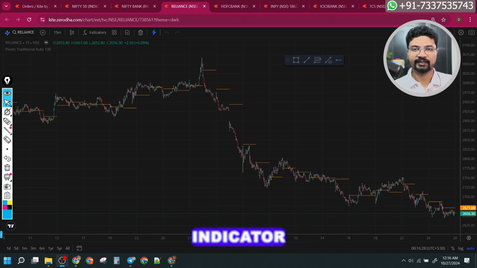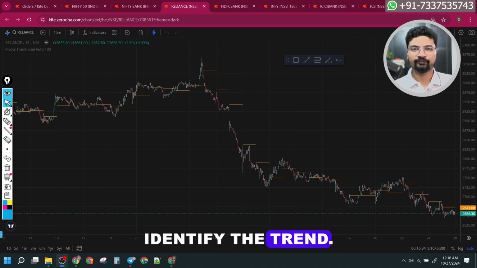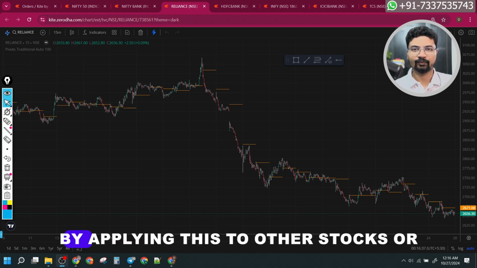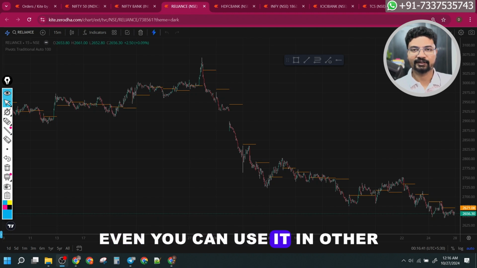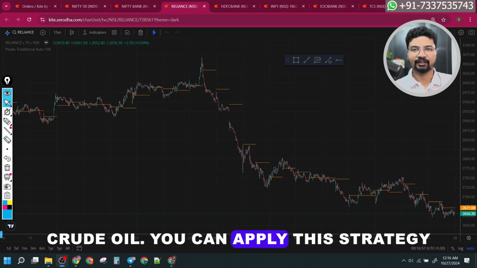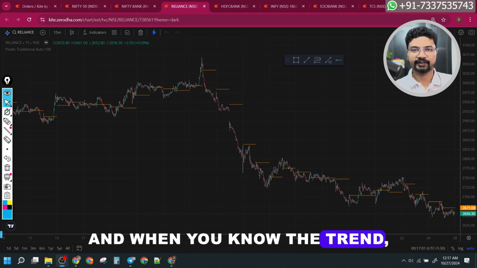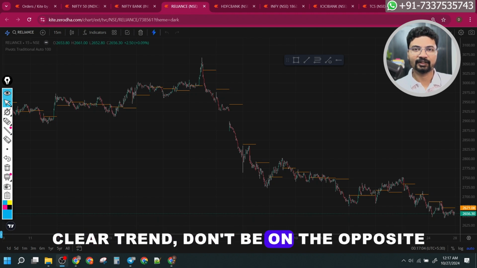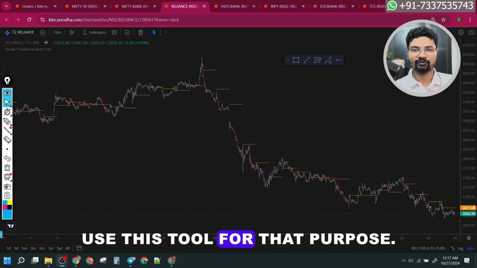You can apply this indicator on other stocks and you can identify the trend. Just practice this by applying this to other stocks or other indexes. Even you can use it in other instruments like gold, silver or crude oil. You can apply this strategy and you can identify the trend. And when you know the trend, clear trend, don't be on the opposite side. Trade with the trend. You should use this tool for that purpose.